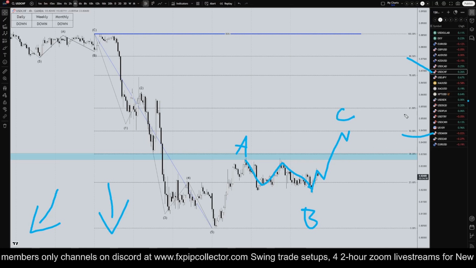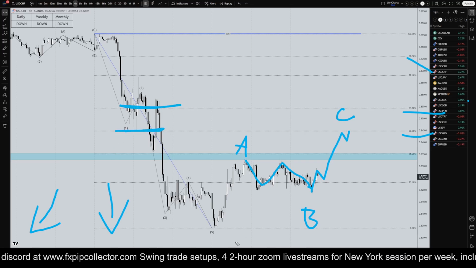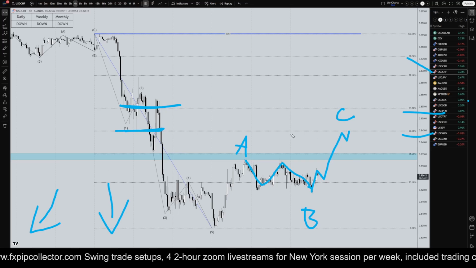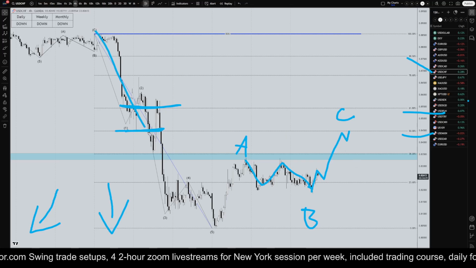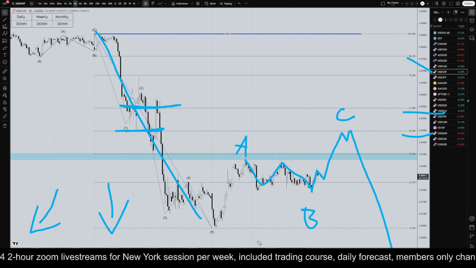I think it's going to go up to the 50 or perhaps the 61% because there's a lot of support and resistance in that area in the past. So I am definitely looking at this move up as a possible correction to this move down. So once this ABC is over, it likely will end up continuing the downtrend.